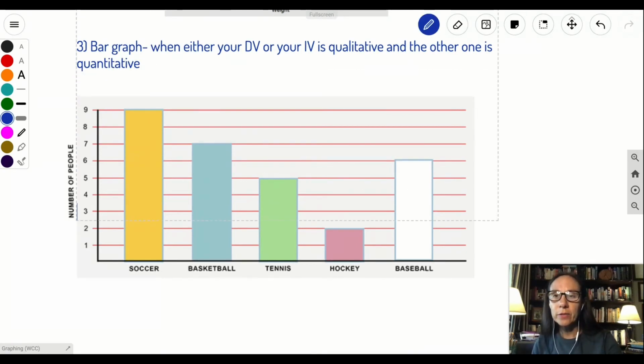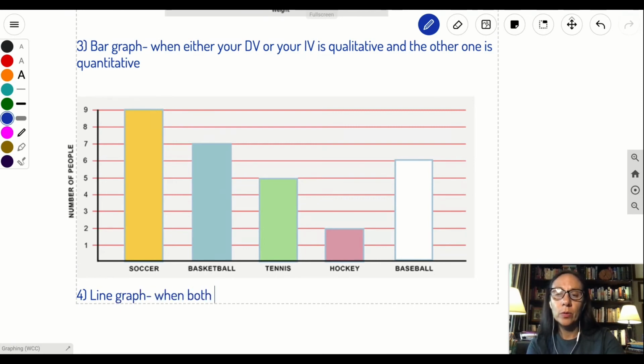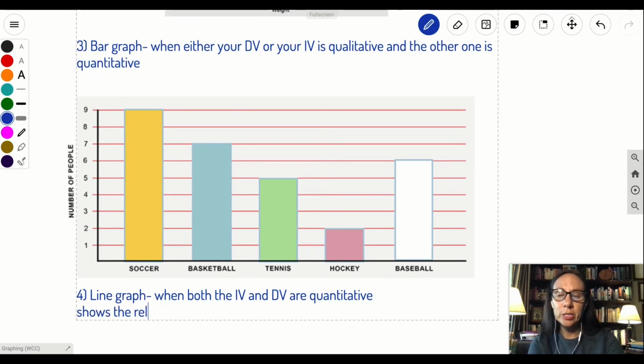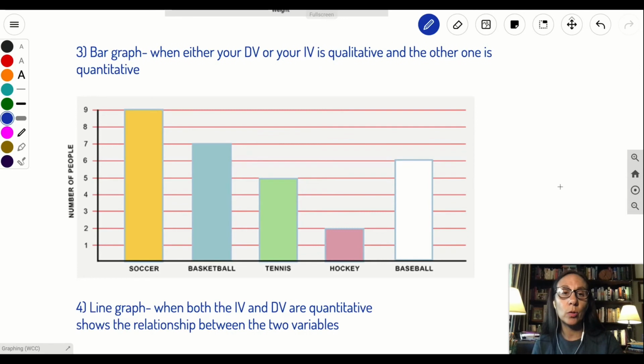And a line graph is used when both your independent variable and dependent variable are numerical, so quantitative. Okay, so they're both numerical, and then you would use a line graph. And a line graph shows the relationship between the two variables. Okay, you can see if they are correlated or not. And I'm going to show you an example of a line graph.